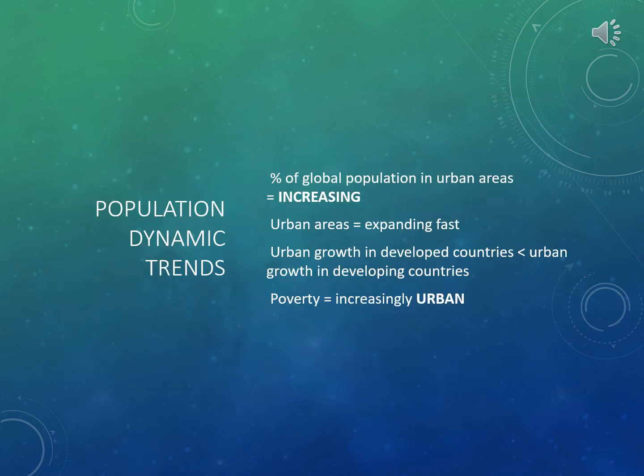Population dynamics, as we learned in Module 3, is the way in which human populations change and grow. What are the global trends for population dynamics? The percent of the global population in urban areas is increasing dramatically. That means the urban areas are expanding fast and using much more land area. And there's larger urban growth in developed countries than in developing countries. The cities are getting bigger in the developed countries. Additionally, poverty is becoming an increasingly urban problem, and it's often associated with urban blight.